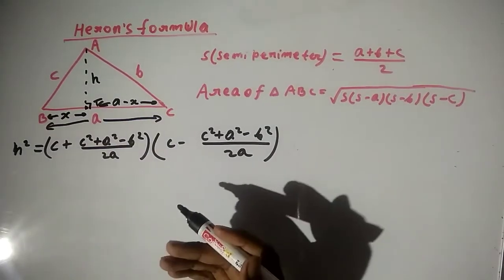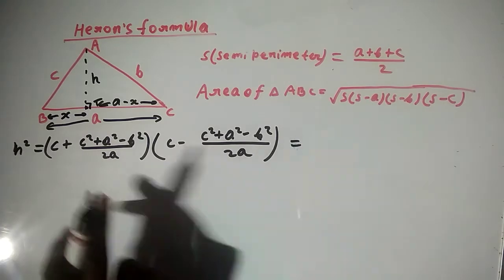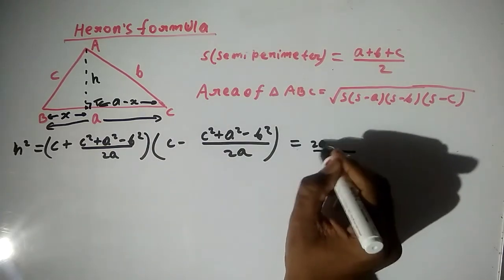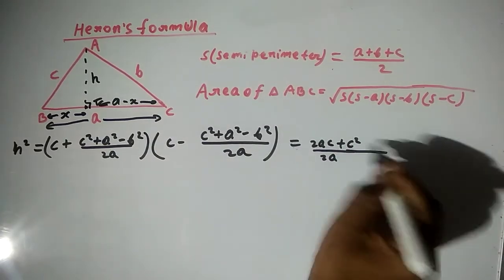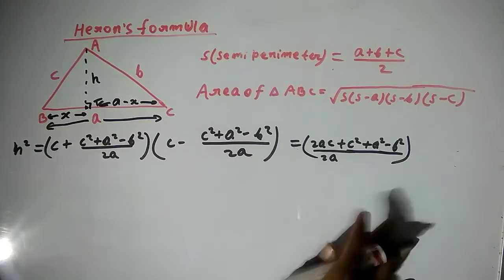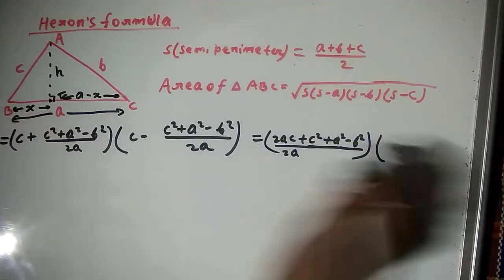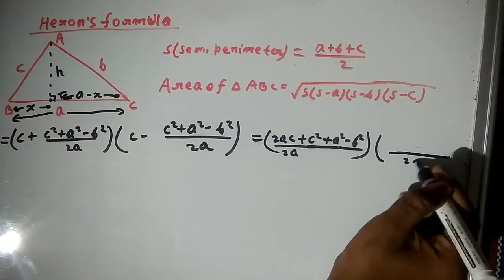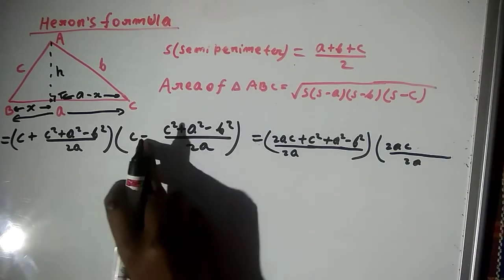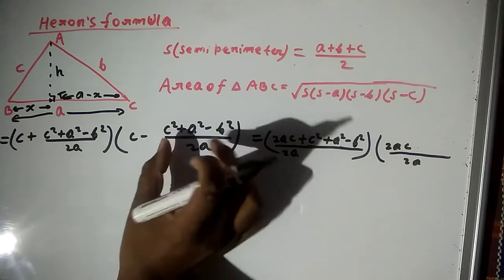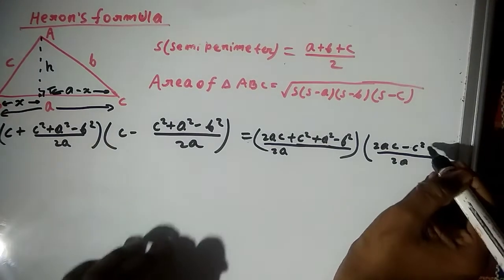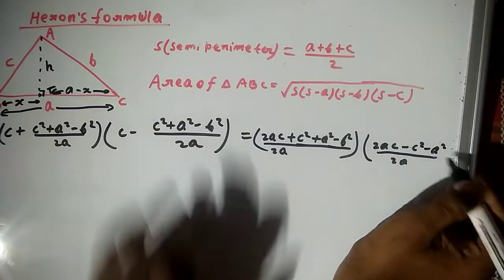Now let's solve this further. So we can take 2a as LCM, so we will have 2a, this will be 2ac plus c squared plus a squared minus b squared, and similarly here also take the LCM, this will be 2a times 2ac, and this minus will be distributed in all these three terms: minus c squared and minus a squared and plus b squared.